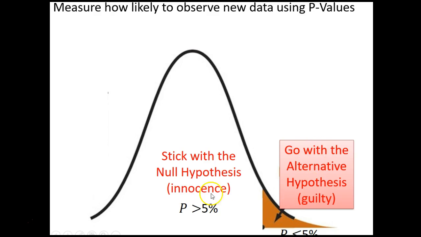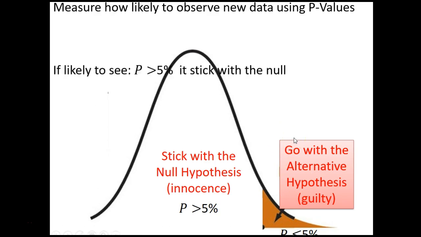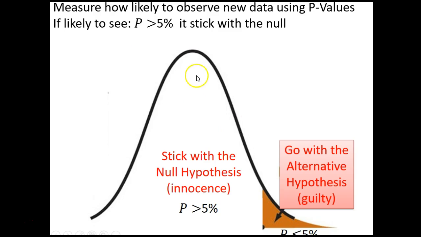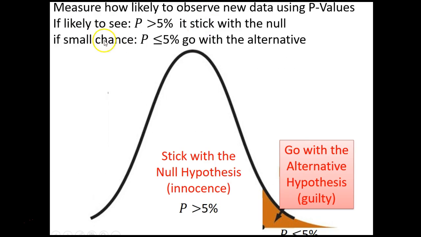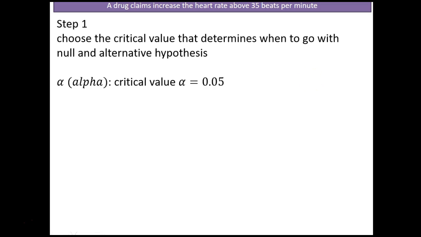So that would be, in a courtroom, innocence or guilty, and then for ours, it would be rejecting or accepting the new drug. So if we're likely to see it, p is greater than 5%, we stick with the null hypothesis. And if there's a really small chance of seeing what we actually saw, then we go with the alternative. You want to keep this in mind. And again, the other thing I want you to keep in mind is that this 5%, we can change it for different scenarios.